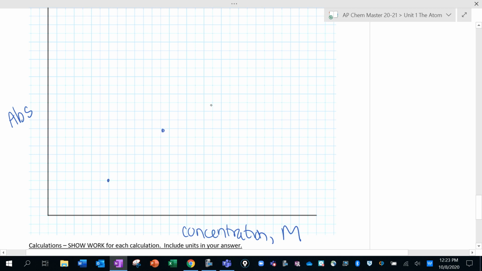You're going to figure out what your scale should be and all those good things, and label your axes with values. Okay, so you're going to make a graph. I'm just sketching one right now as an example. It should look kind of like this. We should have a nice linear graph that intersects at the origin, because when we have no copper, when the solution's clear, we should have no absorbance. We should have 0, 0 as a point on our graph.